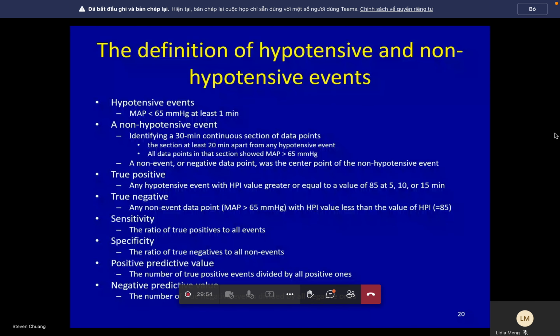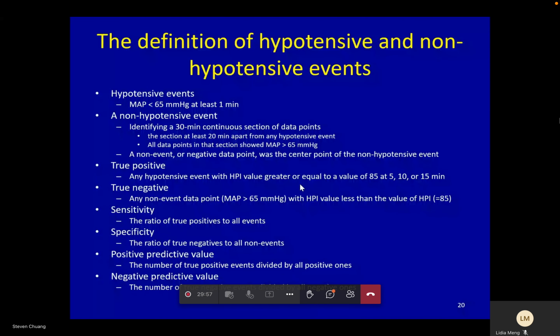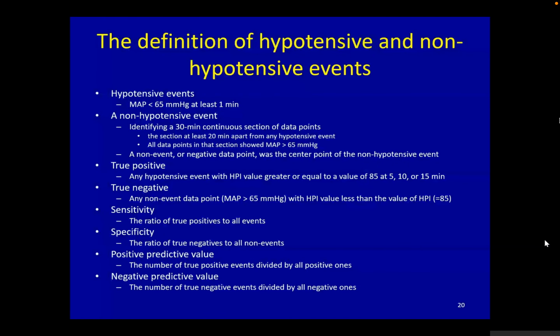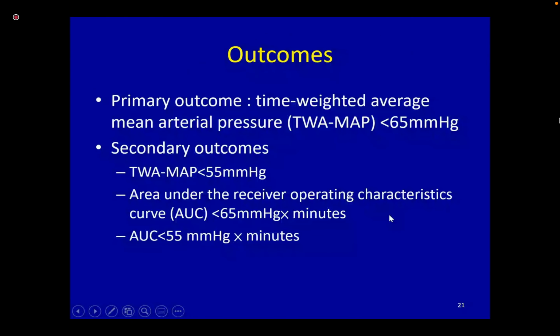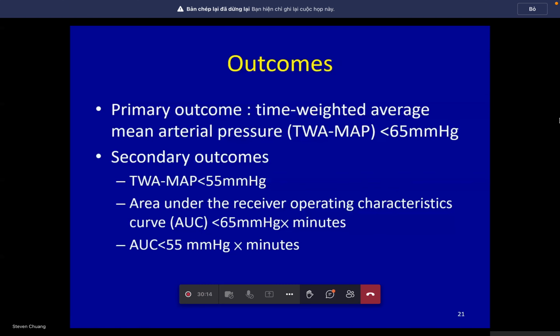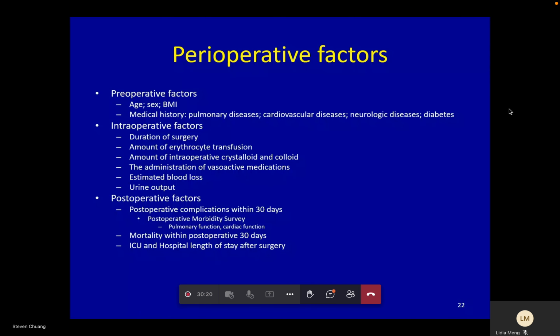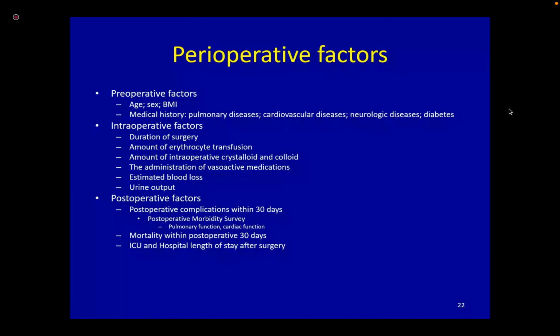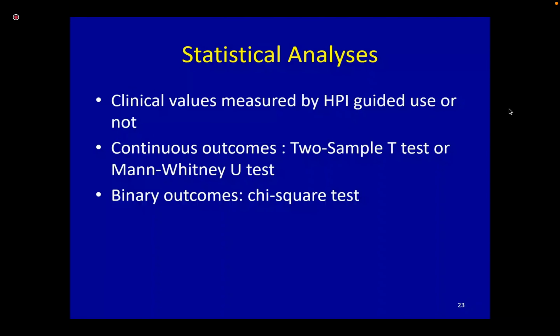Our primary outcome is the time-weighted average mean arterial pressure lower than 65 millimeters of mercury. The secondary outcomes included time-weighted average mean arterial pressure lower than 55 millimeters of mercury and the AUC of mean arterial pressure lower than 55 and 65 millimeters of mercury times minutes. We also recorded the perioperative variables. The postoperative complications and mortality have also been followed within 30 postoperative days. Our continuous outcomes were calculated by two-sample t-tests or Mann-Whitney U test. Our binary outcomes were calculated by chi-square test.